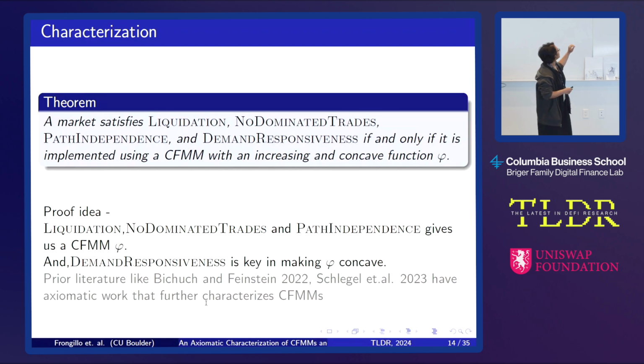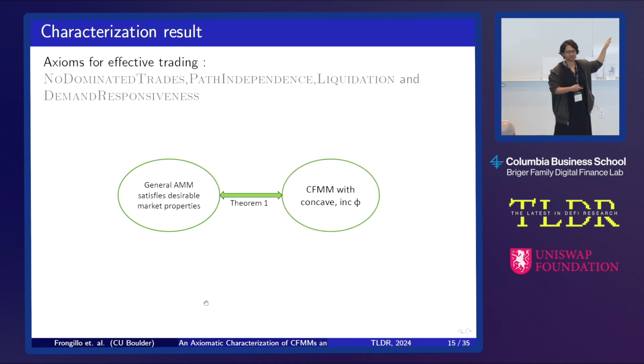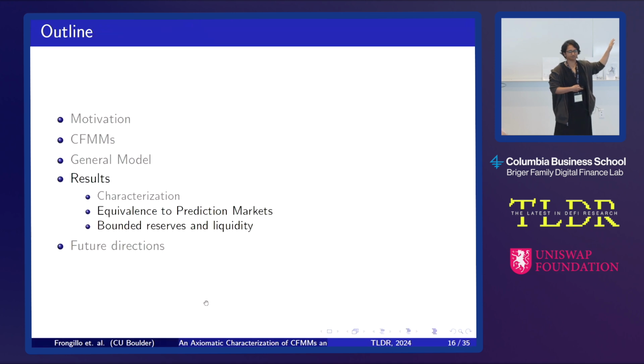I want to quickly note that there has been some prior literature in the CFMM world which does talk about axiomatic characterizations, but they build on top of a CFMM structure, whereas our axiomatic work builds on any very general AMM and arrives at a CFMM. So, to recap, we started out with the general AMM, and once we ask for very basic market properties to be satisfied, we get a CFMM with increasing concave phi.